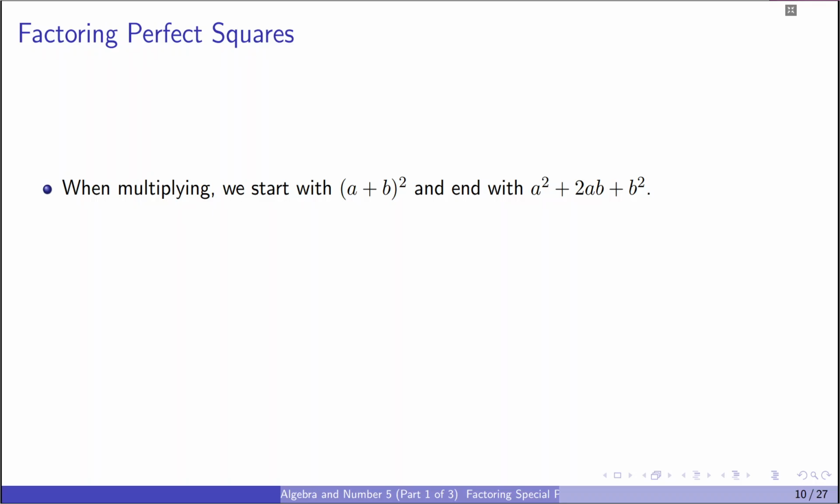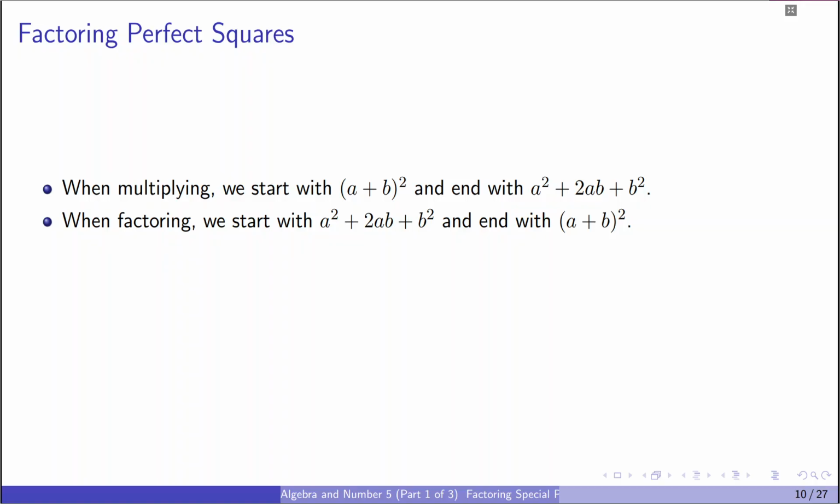If we have our product of perfect squares factor, when we're starting with a plus b and square that, we end up with a squared plus 2ab plus b squared. Factoring, again, we go the other way.